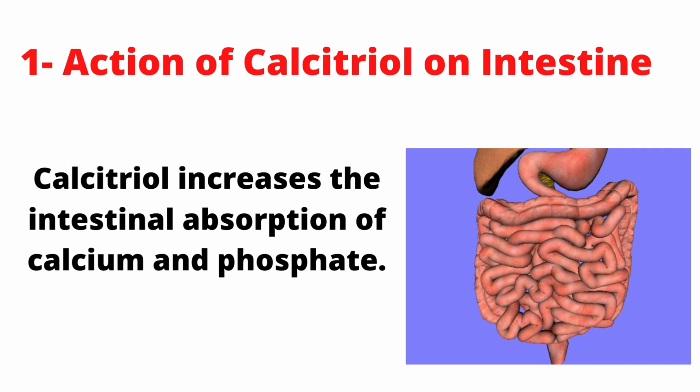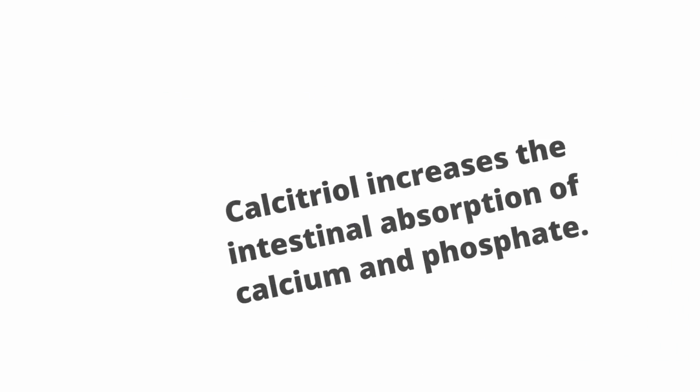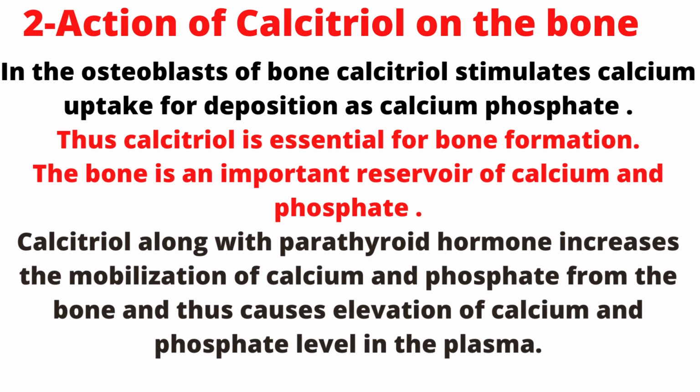Action of calcitriol on intestine. Calcitriol increases the intestinal absorption of calcium and phosphate. Action of calcitriol on the bone. In the osteoblasts of bone, calcitriol stimulates calcium uptake for deposition as calcium phosphate. Thus, calcitriol is essential for bone formation. The bone is an important reservoir of calcium and phosphate.